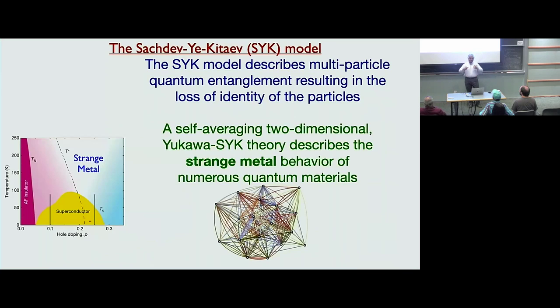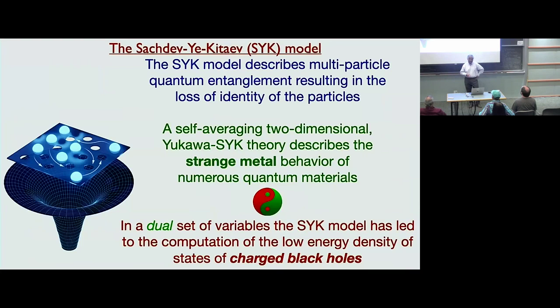And there's some generalization of the SYK model, which describes the strange metal behavior of numerous quantum materials. This is our claim from relatively recent work. And in a dual set of variables, this is much better established now, and has led to the computation of the low energy density of states of charged black holes. It's also played a role in a lot of work on the Page curve and the evaporation of black holes, which I only dimly understand, but I'm sure you've heard other talks on that. So thank you.